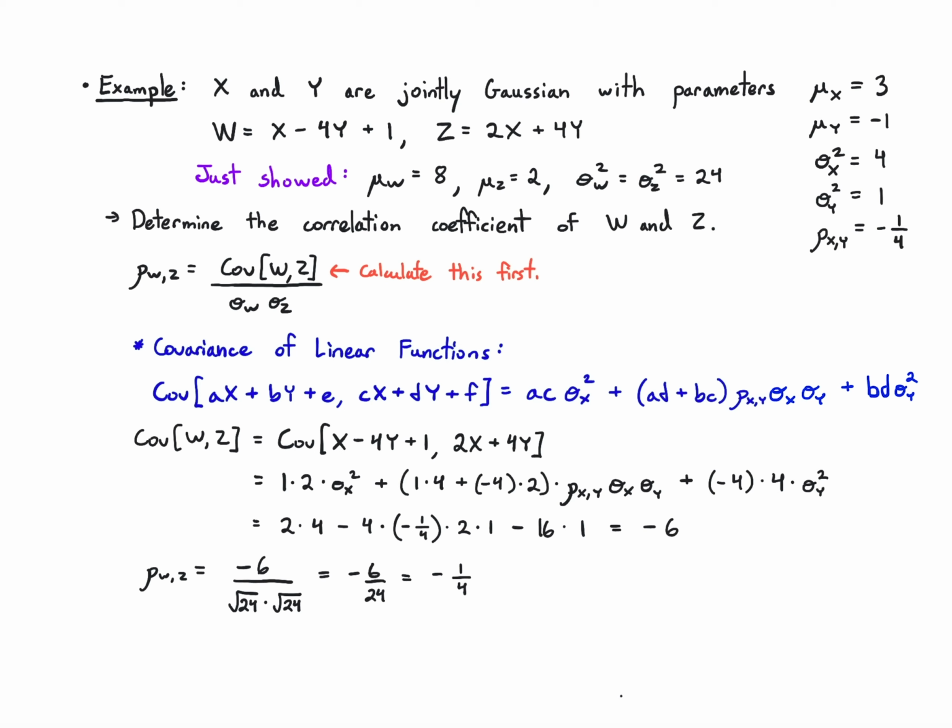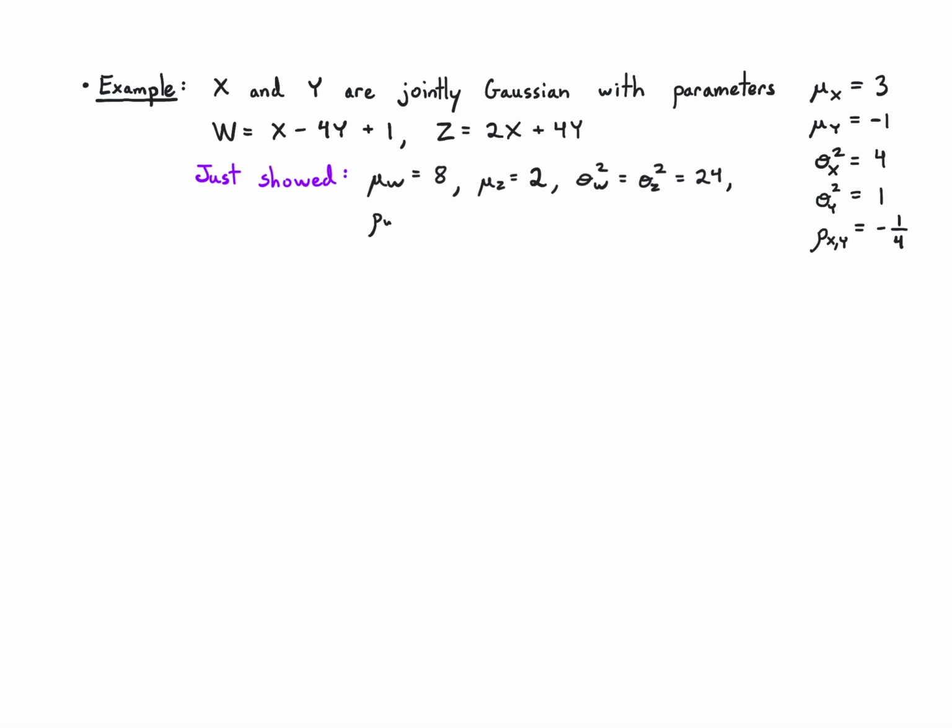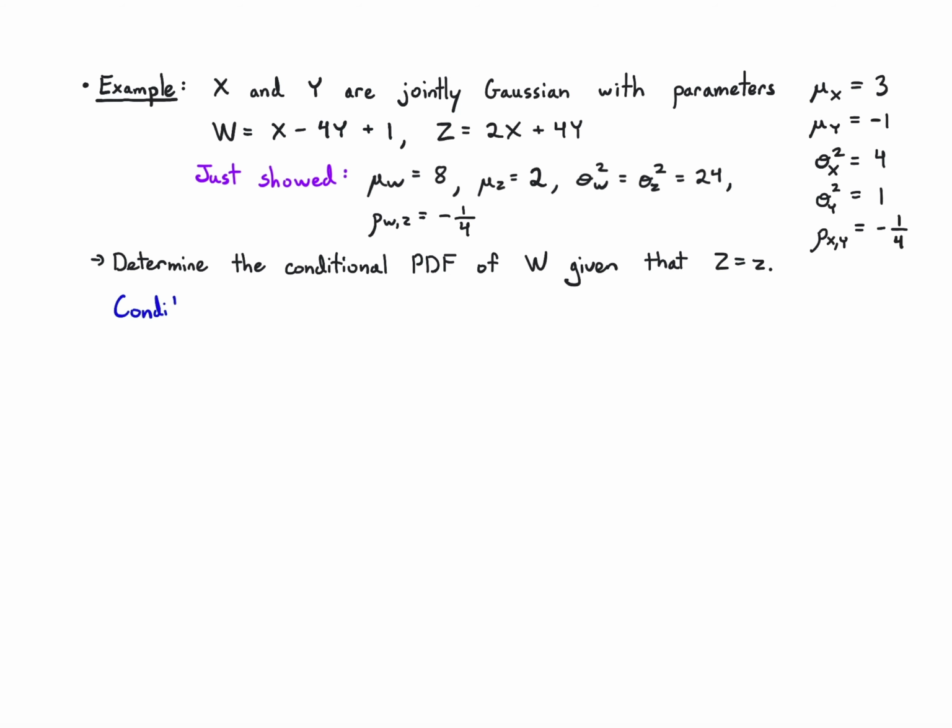Okay, let's do a little bit more. What we just showed is that the correlation coefficient is negative 1/4. So what is the conditional PDF of W given that Z takes on a particular value? Okay, so let's see how to deal with this. This is an object that we're going to be seeing more of later on, so let's practice dealing with it.